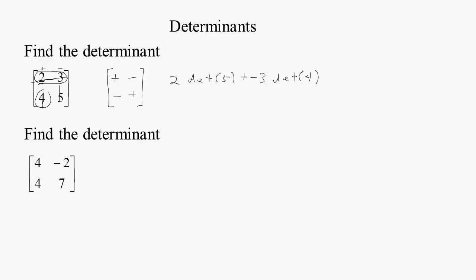See how I've taken the determinant of a 2 by 2 and I've defined it in terms of the determinants of 2 submatrices, right, together with these numbers which are called the cofactors. So we have 2 times 5 minus 3 times 4. That's 10 minus 12. The determinant is -2.